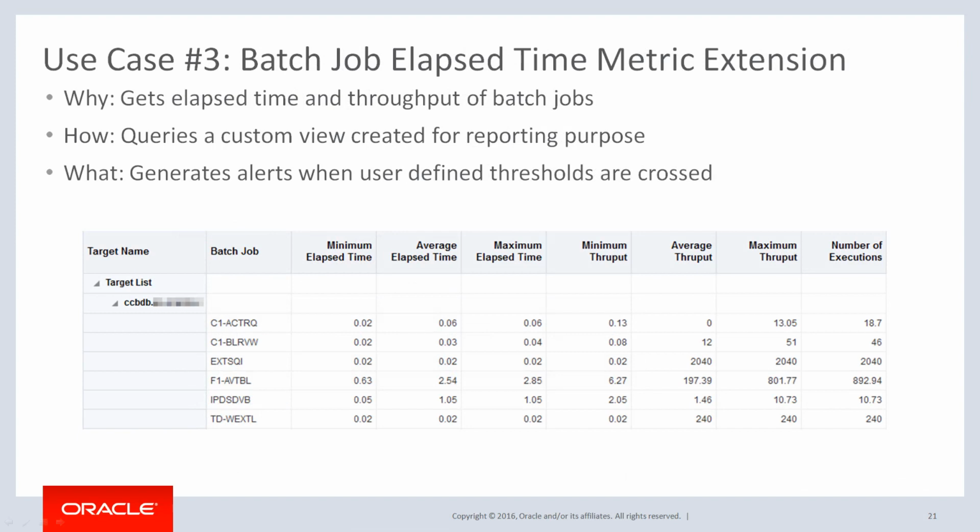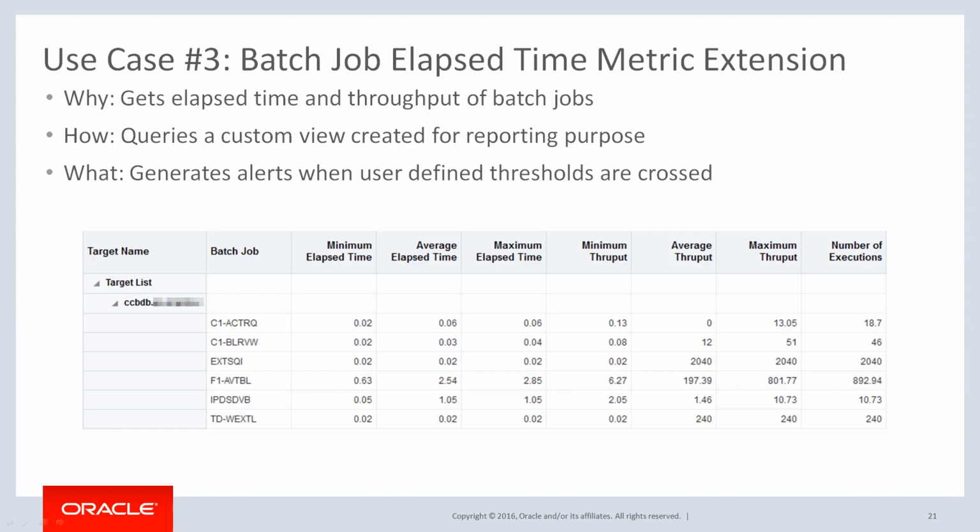The third use case is a batch job elapsed time metric extension. This use case was provided by an Oracle product manager for the Oracle Utilities product. He created a metric extension to query a custom view for the batch run tree.